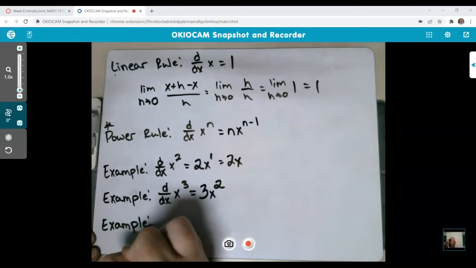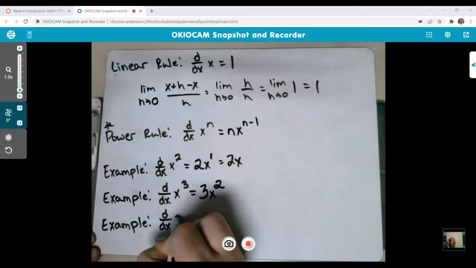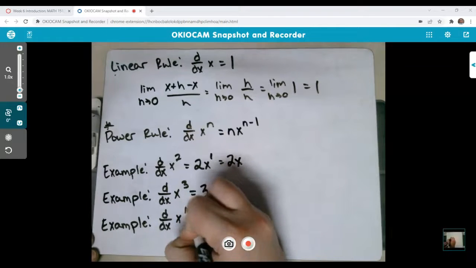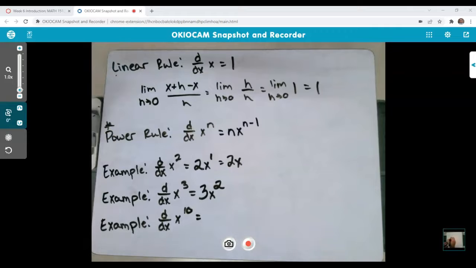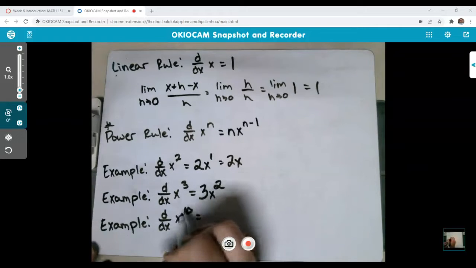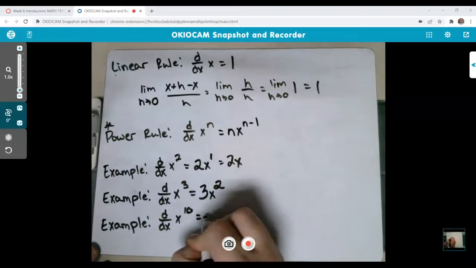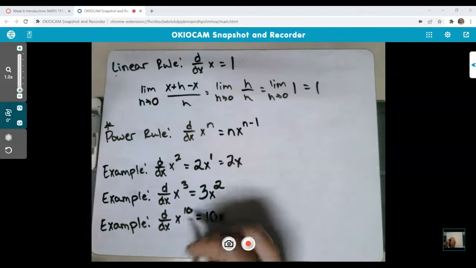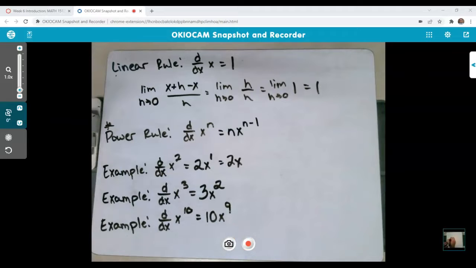Another example, derivative of x to the 10th. Again, I have x to a power. So it was 10, so I bring my 10 down to the front. X to the power of, I'm going to decrease that by 1, so now it's a 9. 10x to the 9th.